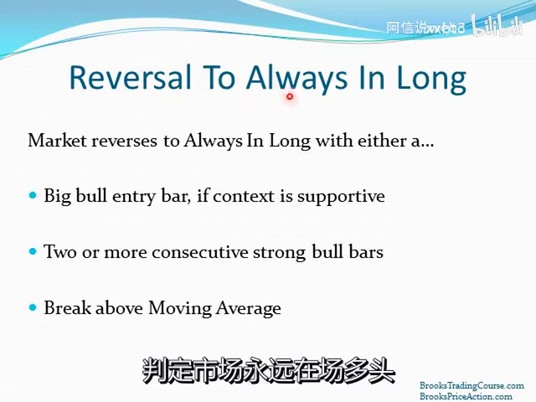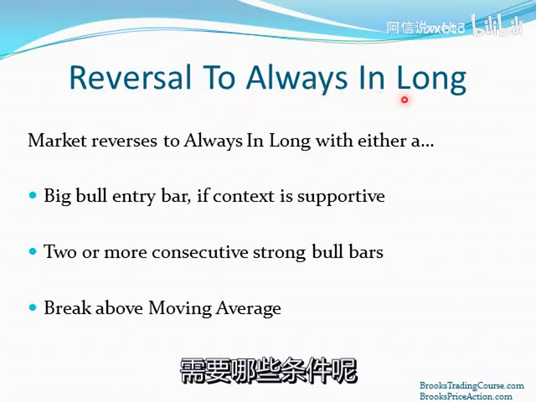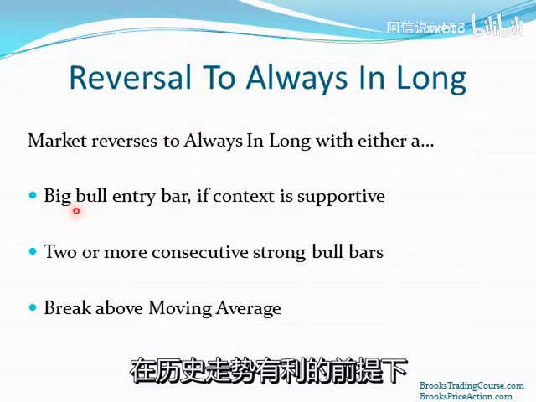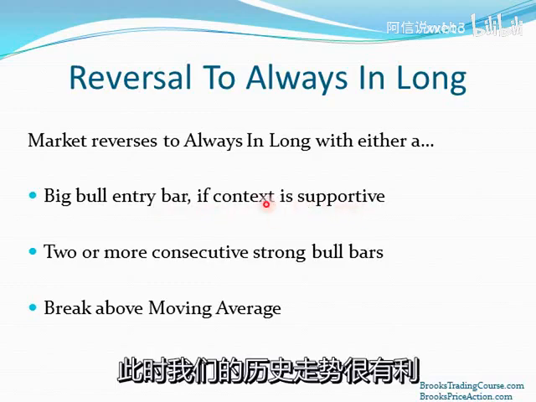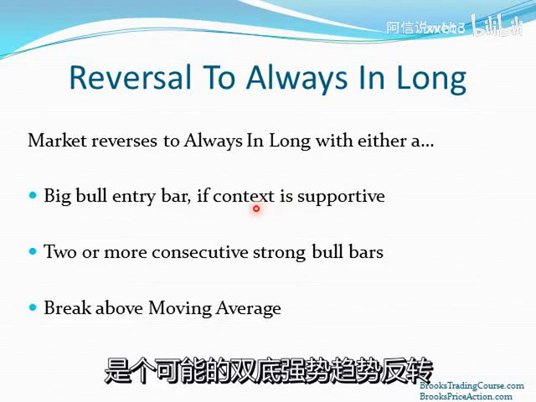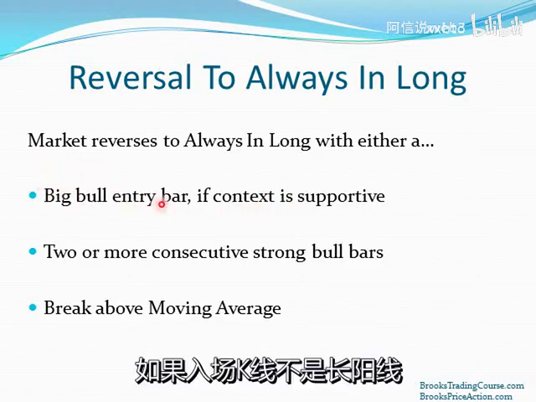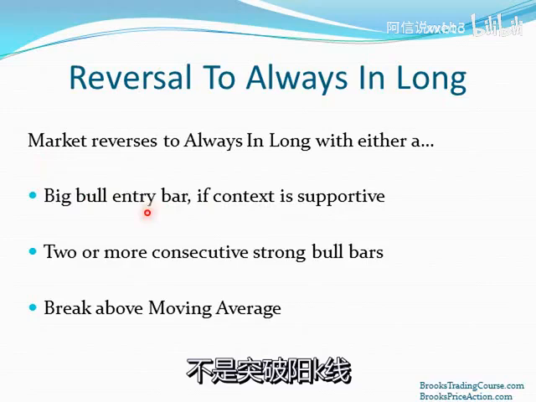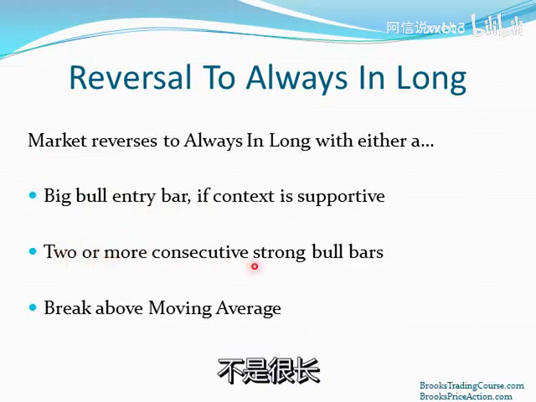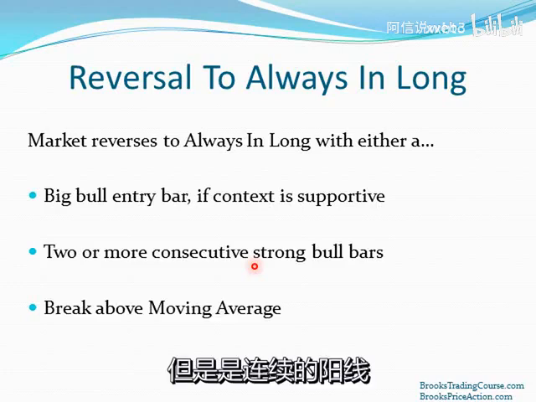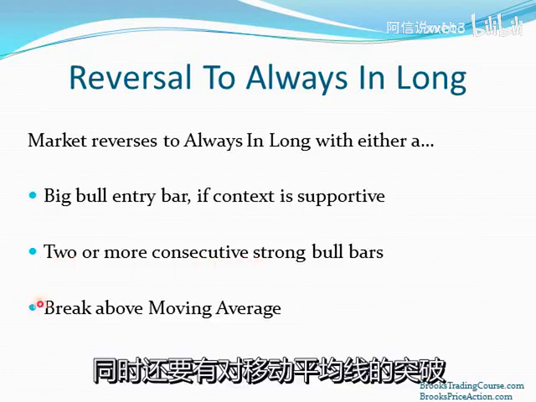Okay, what does the market need to make traders believe that it's always in long, that it's going higher? They either need a big bull entry bar if the context is supportive, and here the context is. It's a possible double bottom major trend reversal. If you don't get a very big bull entry bar or bull breakout, maybe you'll get 2 or 3 or 4 consecutive bull bars that are not necessarily big, but they're still consecutive bull bars. You also want to see a break above the moving average.